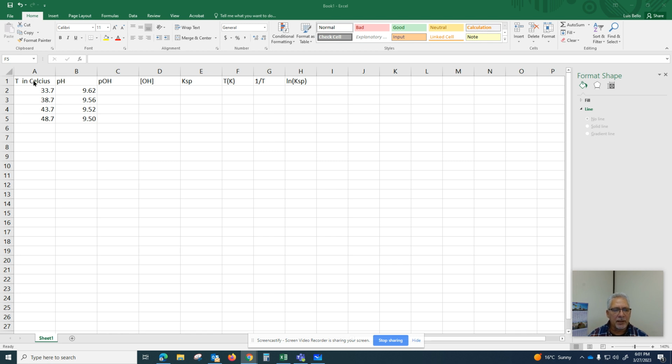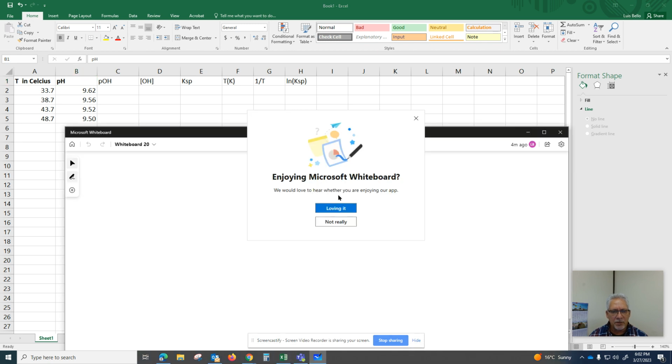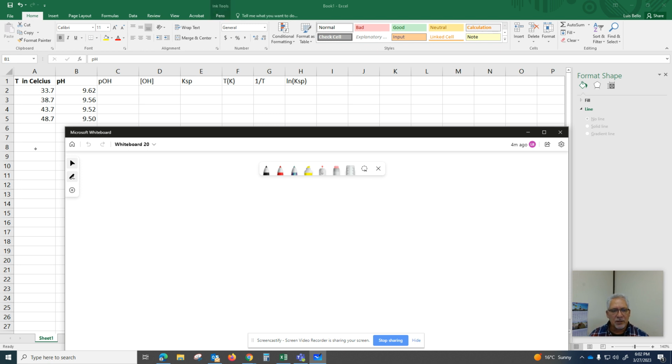I open my Excel spreadsheet, and on the first column I've copied the temperature in Celsius, and I use only the last 4 results that I got from the experiment. And then on the B column, as you can see, is the different value of the pH. Notice, as I mentioned before, that the pH decreases when the temperature increases because the reaction is the following, okay?